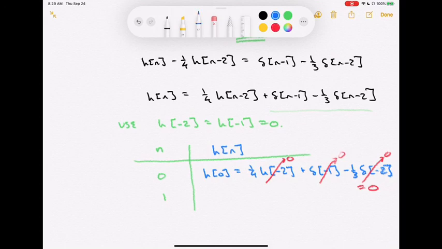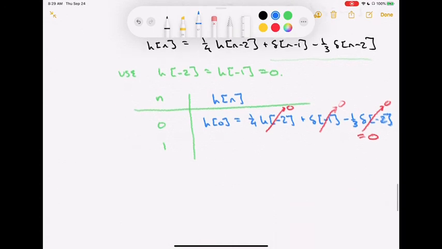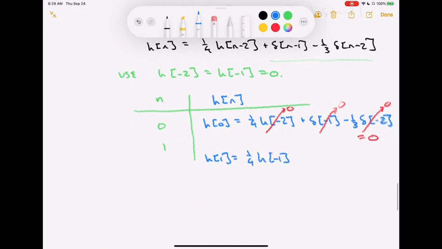I'm going to go back now and do the second one in here. So if I do the second condition, that's going to be h of 1. That's going to be 1/4 h of 1 minus 2, which is h of minus 1, and then plus delta of 0 because I have 1 minus 1, and minus 1/3 delta of minus 1. If I take a look at what all of these values are, again, because it was a causal system, h of minus 1 is 0. Delta 0 is equal to 1, and delta minus 1 is 0 again. So this whole thing equals 1.